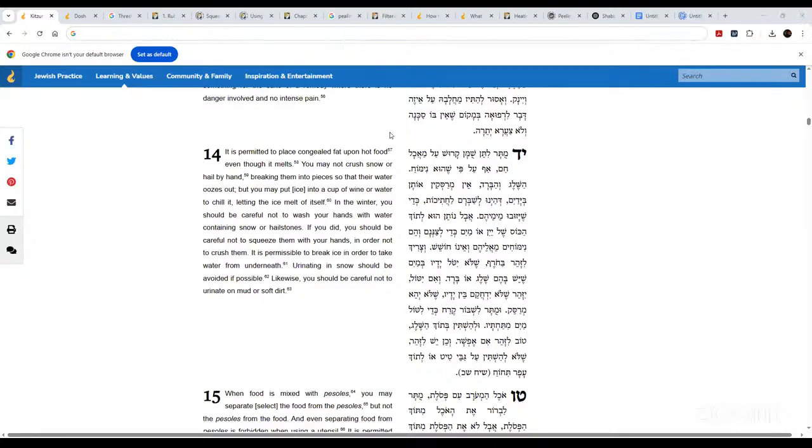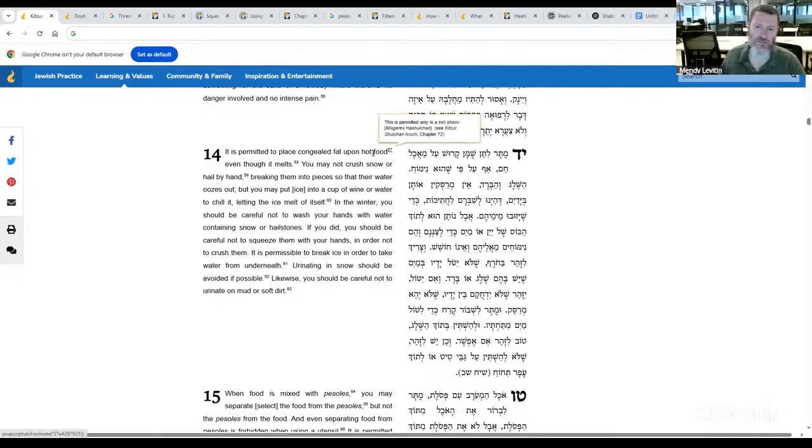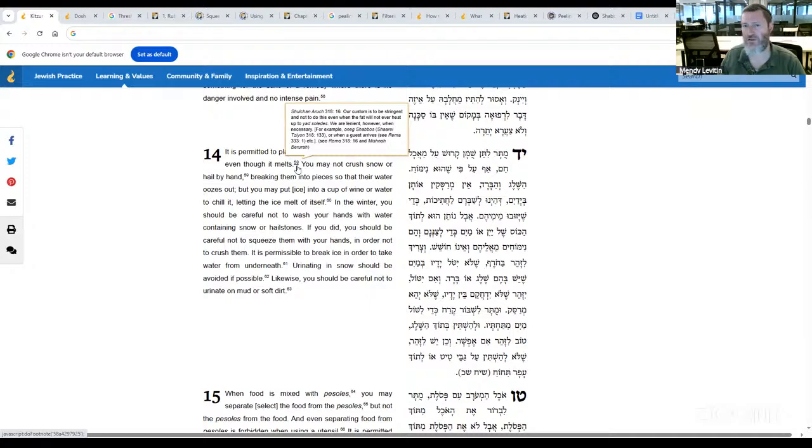There's no fire. Like in 58, I think he brings down that our custom is to be stringent, and only in the case of Oneg Shabbos, etc. Even if it's not going to turn hot, the liquids are not going to turn hot, it's still better not to do it unless your Shabbos depends on it, etc. And does butter and margarine count as a fat?